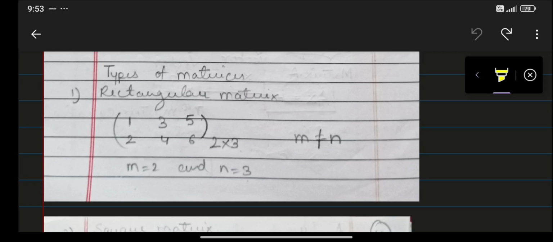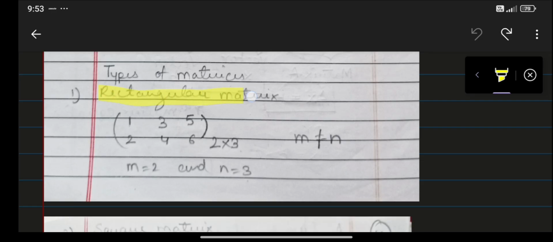In this video, we are going to continue with our discussion on matrices, and in this lecture, we are going to discuss the types of matrices. So, the first type of matrix that we are going to discuss is a rectangular matrix.